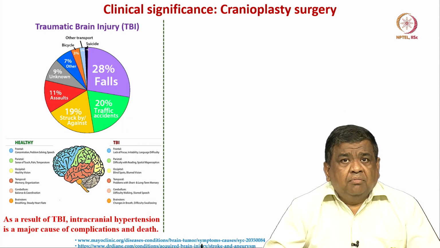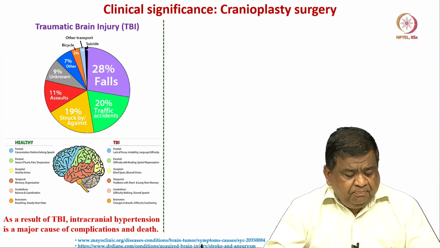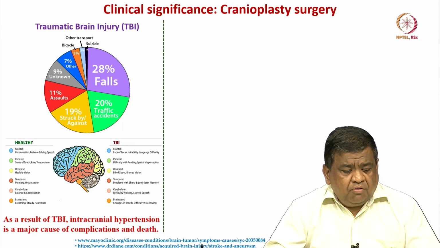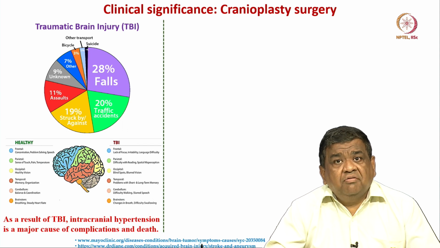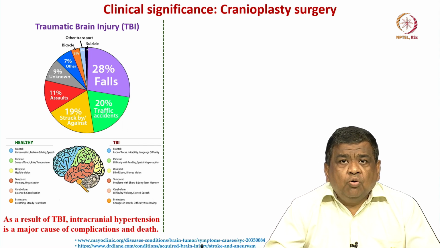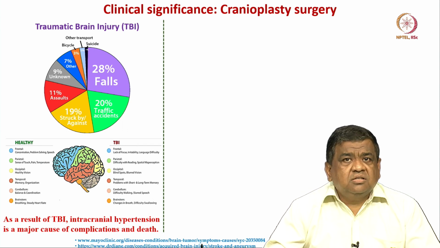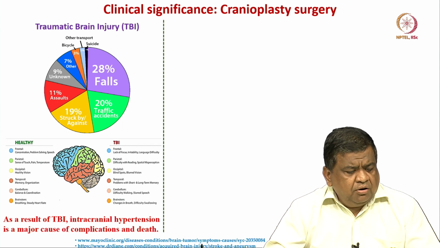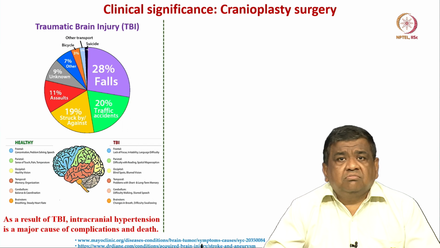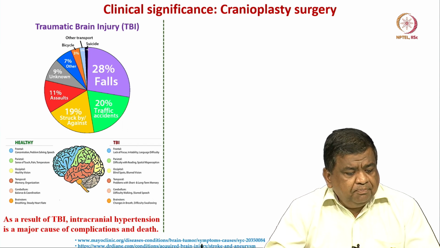This is the data from India. So, it is 28% falls, 20% traffic accidents because of busy roads or citizens not following the traffic rules at some instances while they are traveling on roads in many countries, 19% struck by or against or hitting at the traffic, 11% assaults and so on.